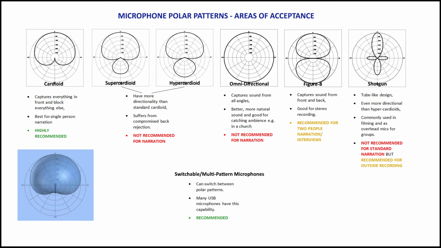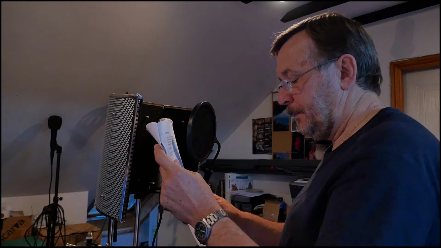The slide shows a range of polar patterns available. My preference for a single-person narration is the cardioid or heart-shaped pattern, as it focuses the area of acceptance to the front and rejects sounds from the back. For two-person narration, try the figure 8 polar pattern or stereo 2-diaphragm microphones.